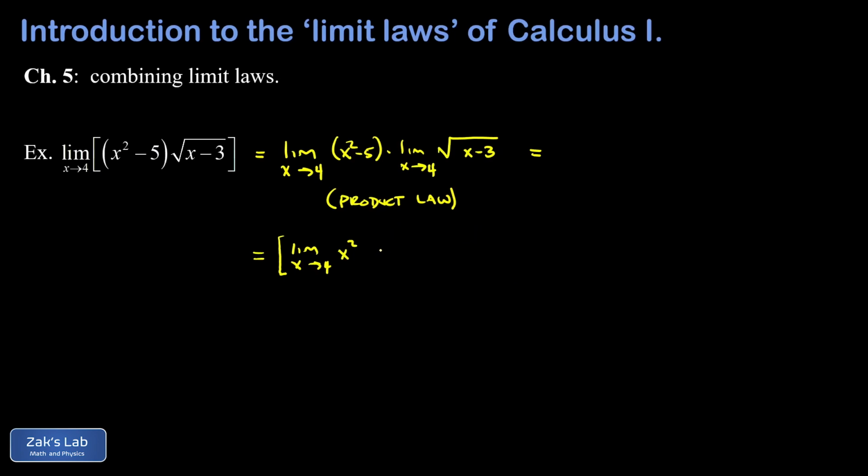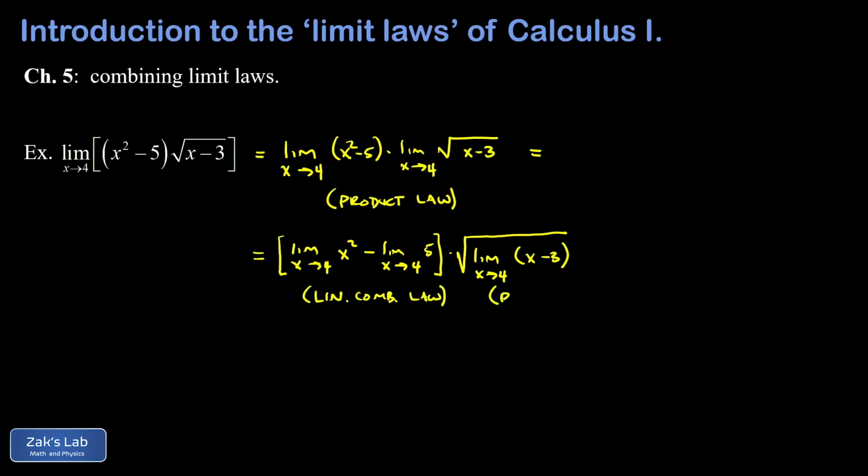So I have the limit as x goes to 4 of x squared minus the limit as x goes to 4 of 5. And again, it's perfectly valid if you wanted to call that plus the limit as x goes to 4 of negative 5. You're going to get the same thing. Now I'll go out on a limb and apply two limit laws simultaneously and make a note of it. That was the linear combination law for the first piece, and then I'll use the root law for the second piece. So I end up with the square root of the limit as x goes to 4 of x minus 3. There's the linear combination law, and there's the root law.